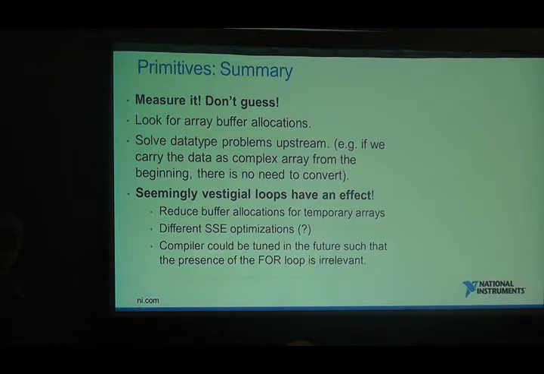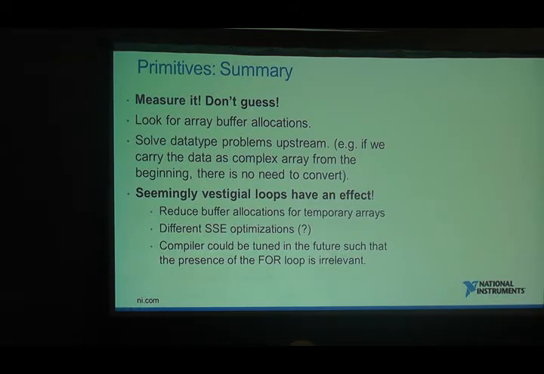And of course, many times, like the middle one where you go complex, maybe you can carry the data from the beginning as a complex array, so you don't need to allocate a new complex array. And then that would be, again, faster. So maybe think about the data type way up from the beginning.